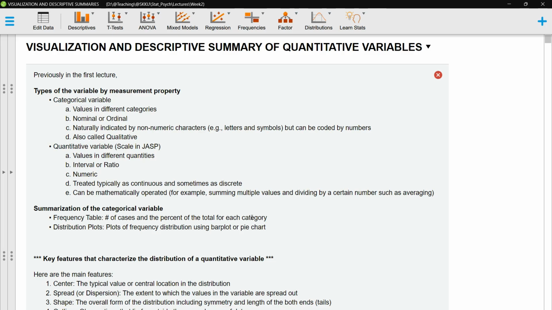Okay, let's go to the different area, the quantitative variable area. So what are the key features that characterize the distribution of a quantitative variable? Let's start with this question.